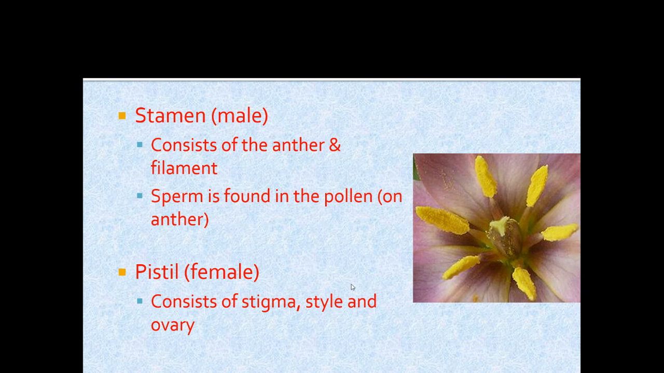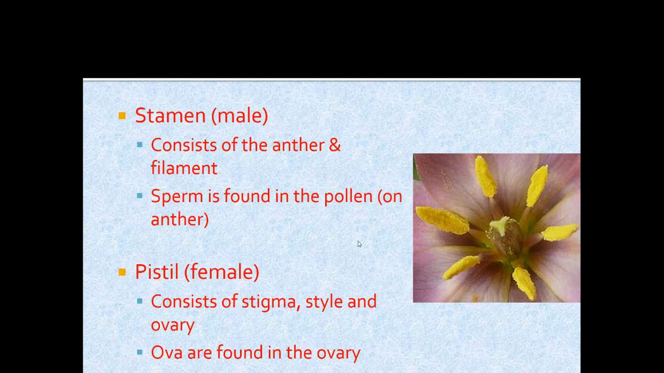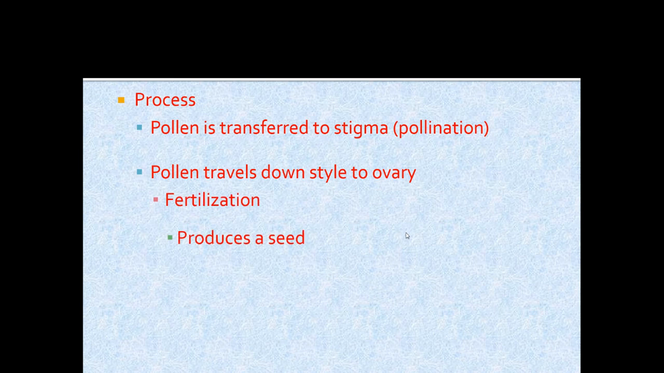Now for the pistil, it consists of the stigma, style, and ovary. Ova are found in the ovary. Okay, so what is the process? When the pollen is transferred to the stigma, that's what we refer to as the pollination process. So pollen travels down the style to the ovary, and then we know from our previous discussion, when the male gamete is in union with the female, then you have fertilization.